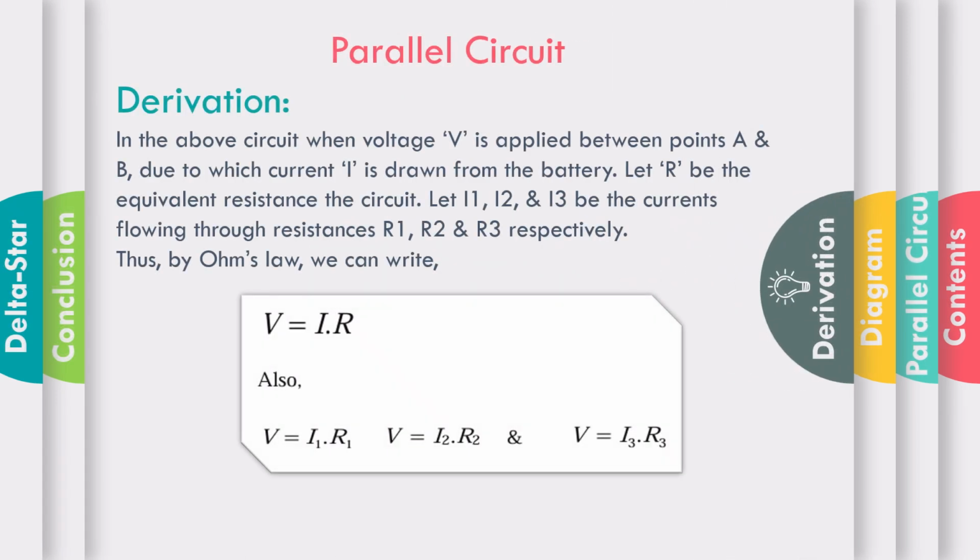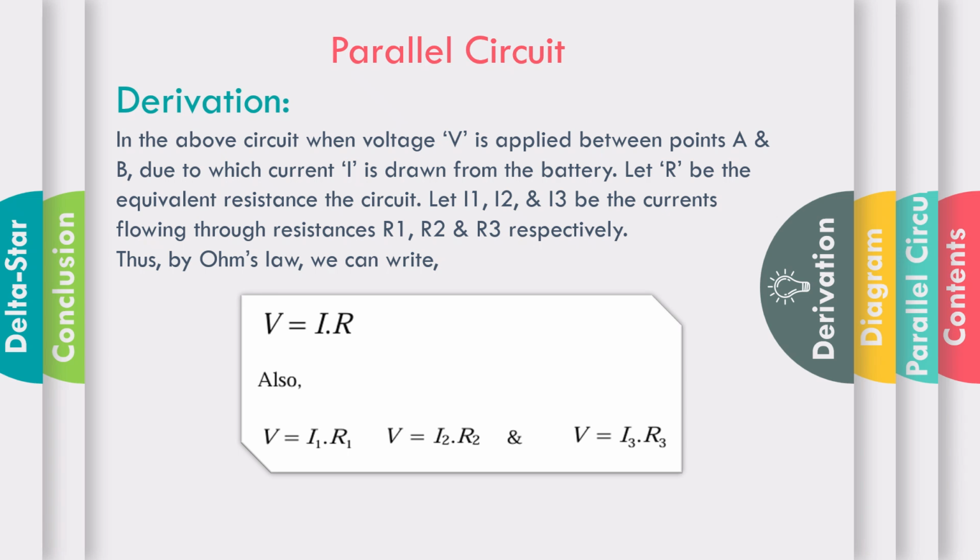Here, in the above parallel circuit, when voltage V is applied to points A and B, current is drawn from the battery, as discussed in the last slide. R is the equivalent resistance, or total resistance, of the circuit. Let I1, I2, I3 be the currents flowing through the resistances R1, R2 and R3 respectively. By using Ohm's law, we can write V is equal to I into R.